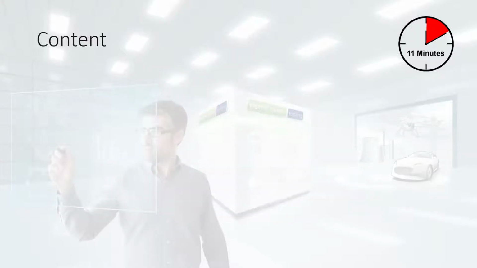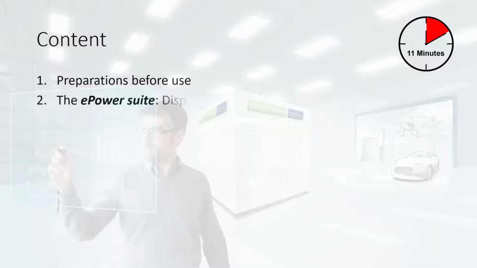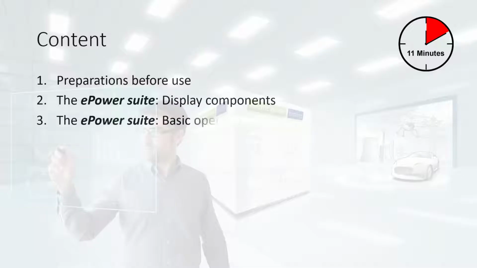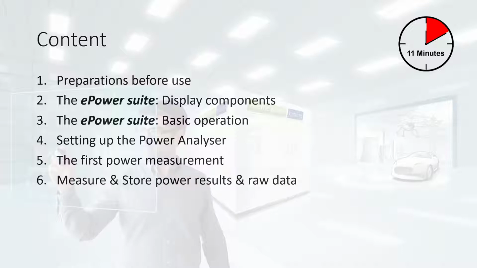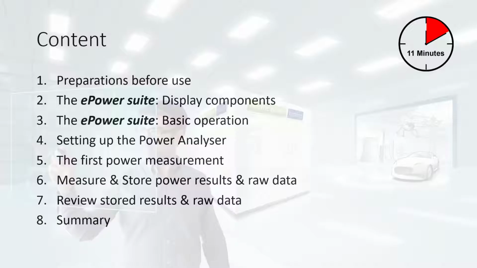This video will briefly cover the preparations which are needed before you can start, the main display components of the ePower software suite, the basic operation of the ePower software suite, how to set up your power analyzer for the first time, and finally, how to make your first power measurement. Then we'll explain how to store power results and raw data, and how to review these. And we'll finish with a summary after about 11 minutes.